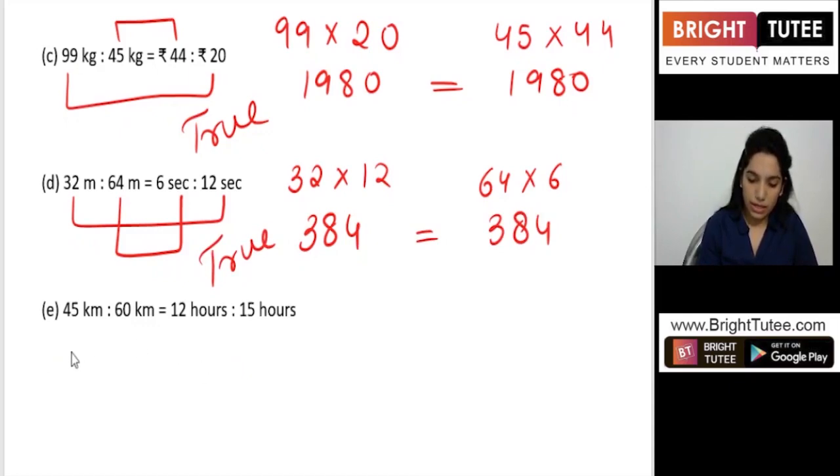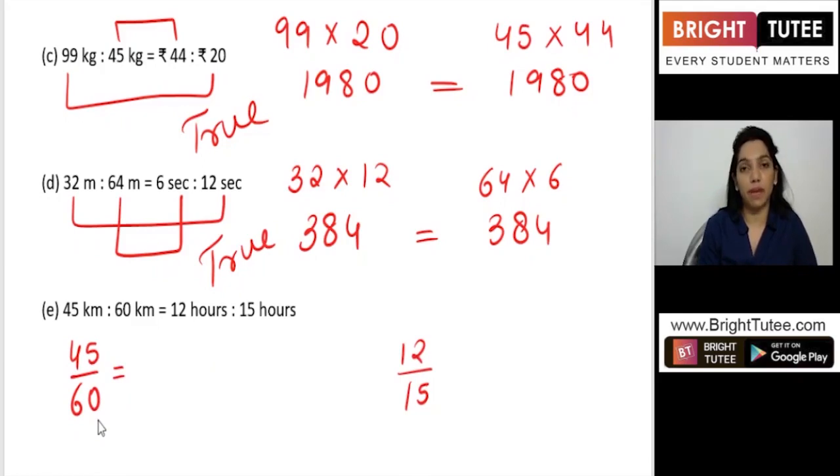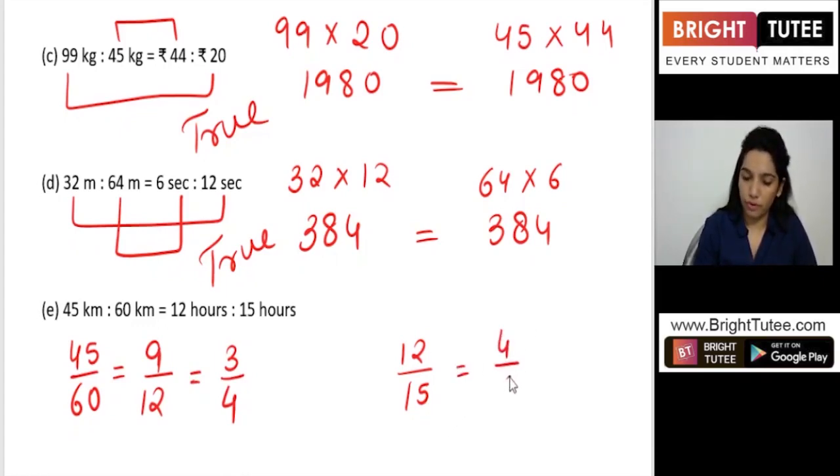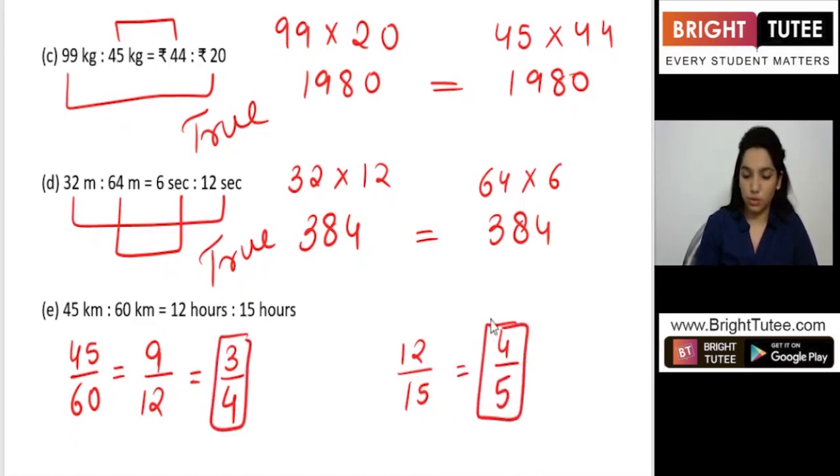The last one is 45 over 16 kilometers and this is 12 over 15 hours. Okay. So let's divide both the numerator and denominator by 5. On dividing, this gives 9, and here we have 12. Dividing this by 3, it will be 3 over 4. Here we can divide both these numbers by 3, so it will be 4 over 5. Clearly what we have are two different ratios, so the statement is false. That is, the given ratios are not in proportion.